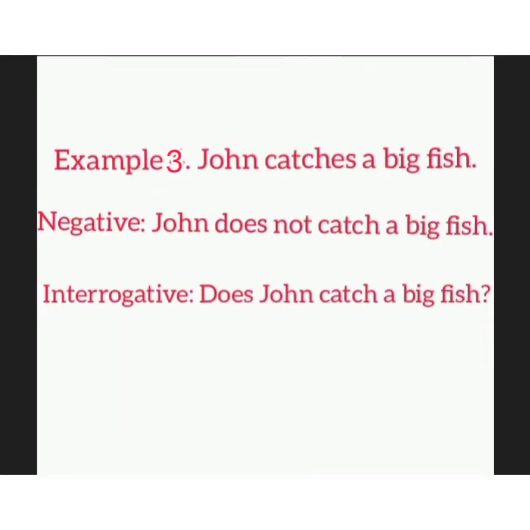Example 3. John catches a big fish. In this sentence, the verb is catches, which is first form of the verb and belongs to the simple present tense. Let's change into negative form. Take down John. We know that John is a singular noun. We have to use with the negative form does not according to the rule. John does not.